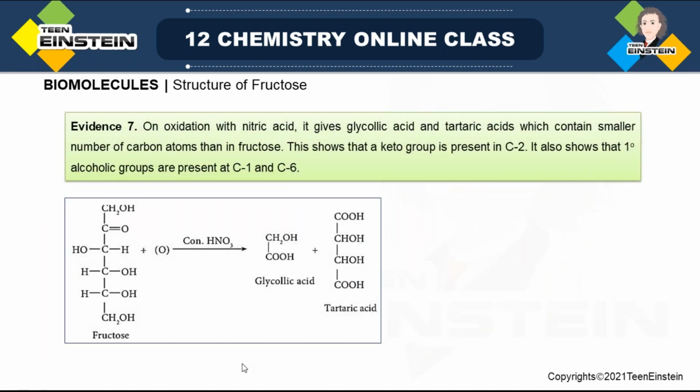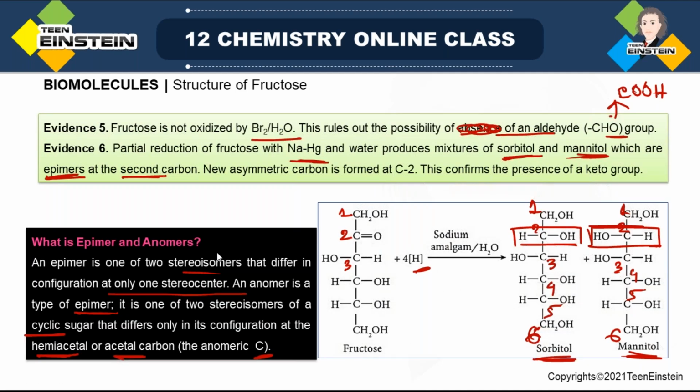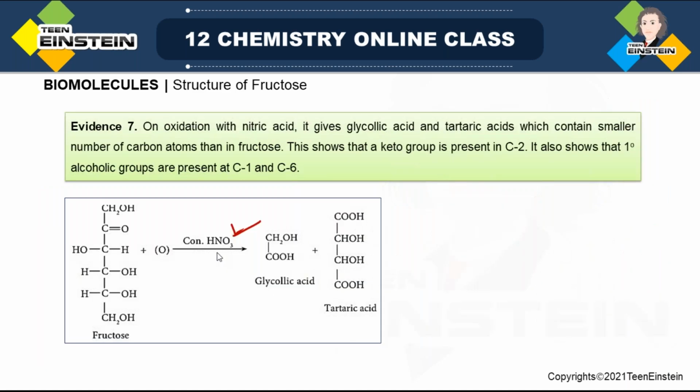So this is evidence 6. Evidence 7: now we will do oxidation again, but we will use a strong oxidizing agent. When you use a strong oxidizing agent like nitric acid, oxidation is possible, because in the previous case, evidence number 5, when you used bromine water, which is mild, not strong, you saw there was no reaction, which proves absence of aldehyde. But now you are using a strong oxidizing agent, reaction is occurring, and here actually C-C bond cleavage is taking place.